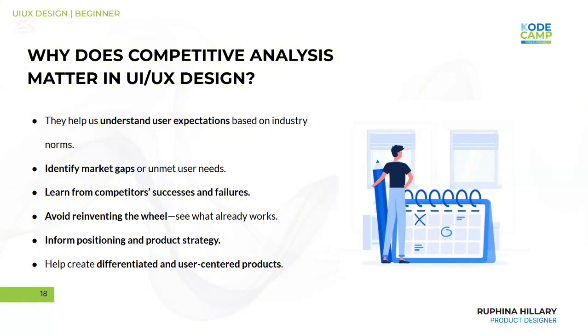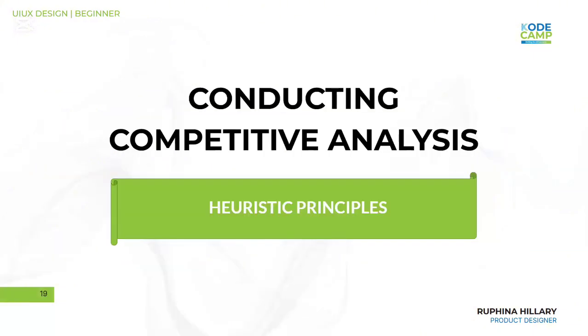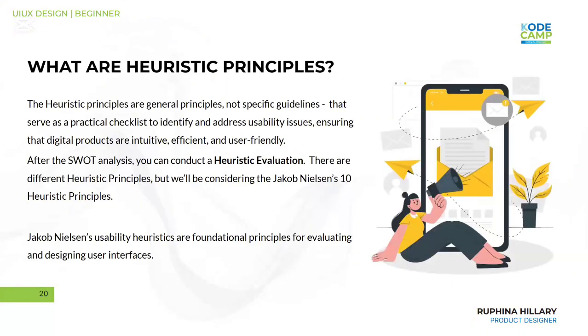So it enables us to identify market gaps or unmet user needs. We learn from competitors' successes and their failures. We avoid reinventing the wheel because we already know what works and what doesn't. It involves positioning and strategy, and it helps create differentiated and user-centered products. We're able to position our product and differentiate it from the crowd or what is already available when we have conducted this competitive analysis. So now, in conducting competitive analysis, we can also imbibe these heuristic principles. So now, what are heuristic principles?